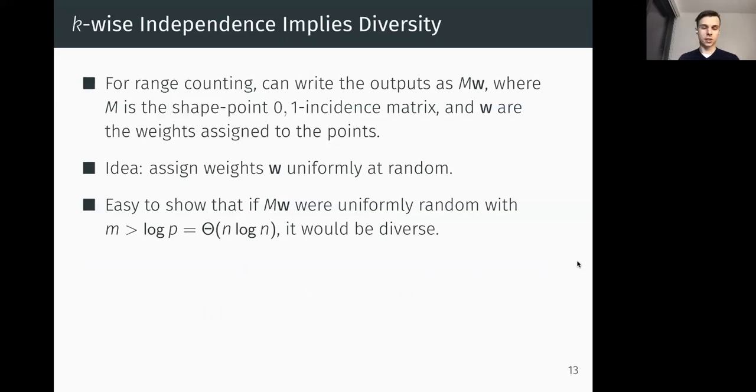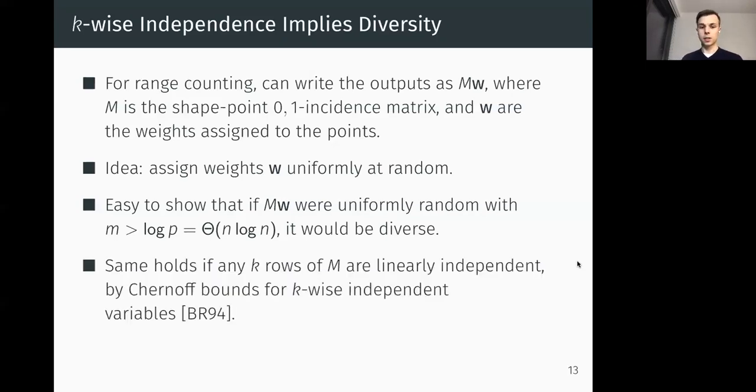So this doesn't go through exactly, but there is a version of Chernoff bounds for k-wise independent variables that allows us to prove the same statement: if W is uniformly random, then most of the outputs would be diverse. We can show it using this version of Chernoff bounds, as long as M has the property of being k-wise independent, that is, any k rows of M are linearly independent. It's not immediately clear that such matrices M even exist, because M has to be an incidence matrix, so it has to be a 0, 1 matrix.